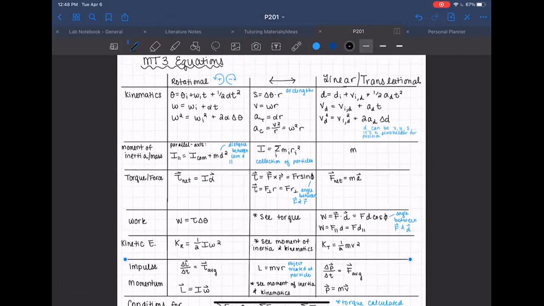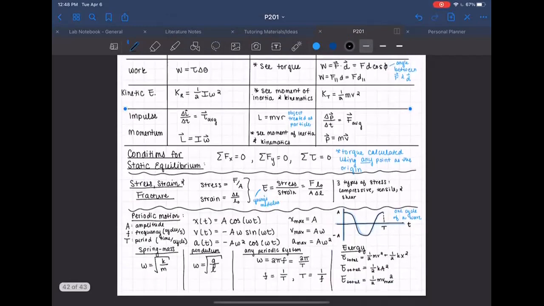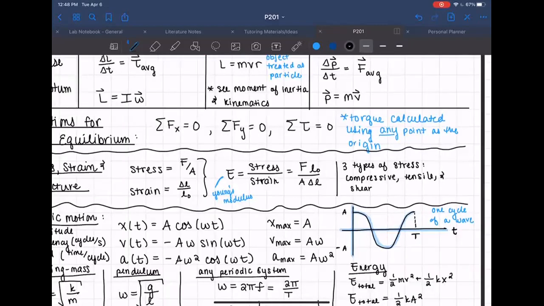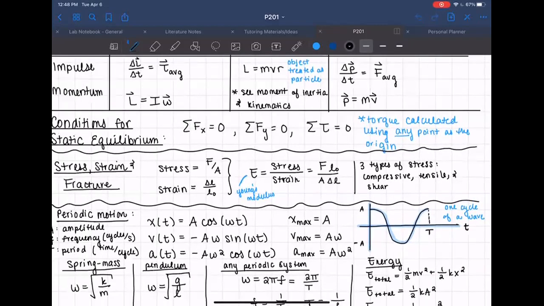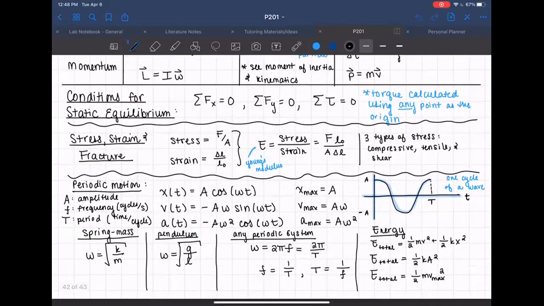Fantastic. Okay. So then I'll zoom in to fit the screen for these ones because I had to start to squeeze so that my chart looked neat and organized because my OCD was kicking in hardcore. But underneath that, I have the conditions for static equilibrium. So just that the sum of the forces and the sum of the torques all have to be equal to 0.